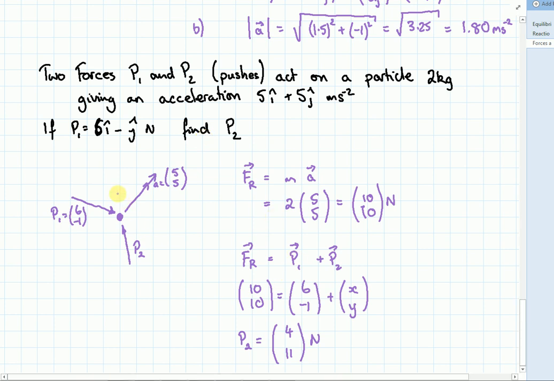So actually in my diagram, I was slightly wrong. It probably should really come round to the end. You don't know that until you've solved the problem. So this is perfectly okay as a diagram, but in reality, we know this comes round and P2 actually works in that direction. All right, so they're basic vector and forces questions.